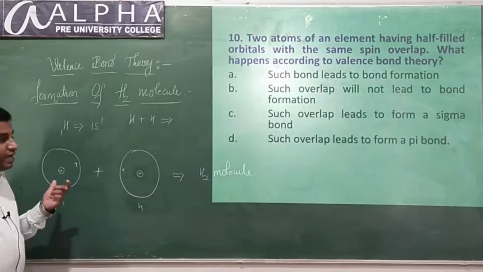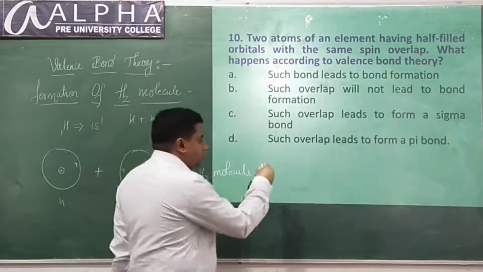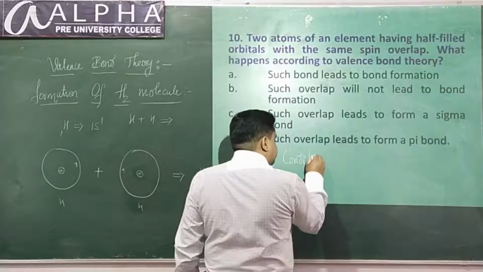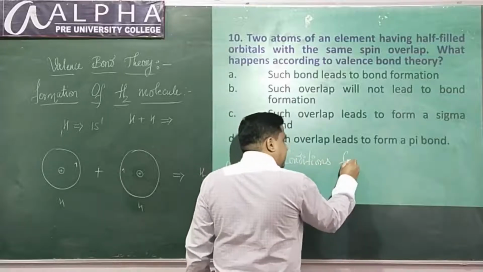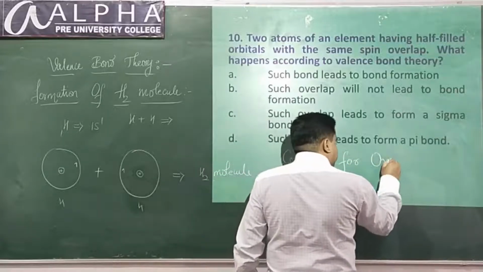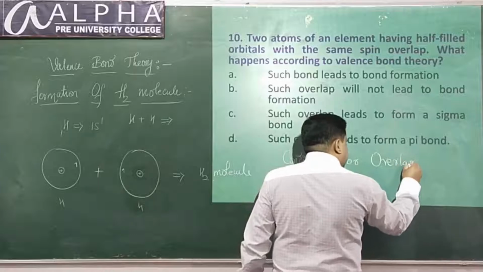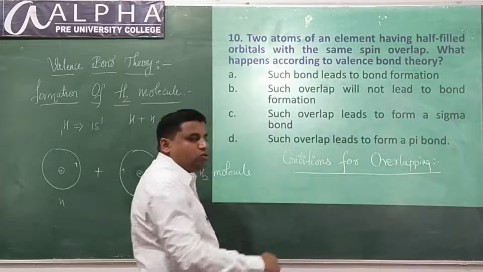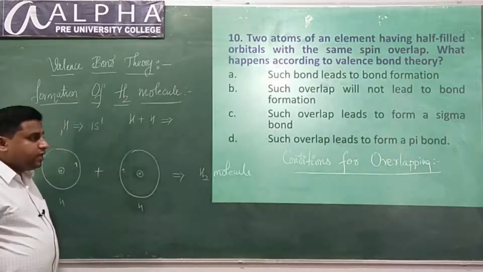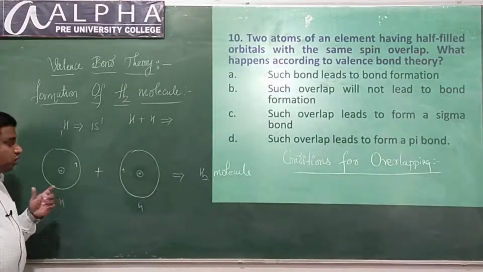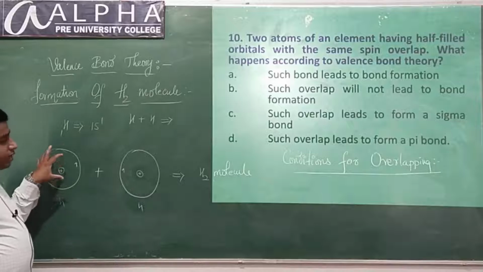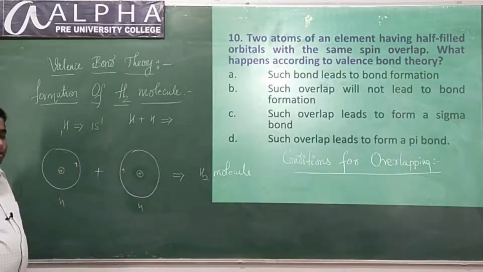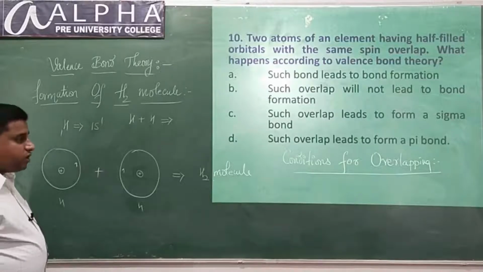But there are conditions for overlapping. What are the conditions? Not all the atomic orbitals can overlap each other. Not simply can this atomic orbital overlap with that atomic orbital as such. There are certain conditions for overlap. What are the conditions for overlapping?